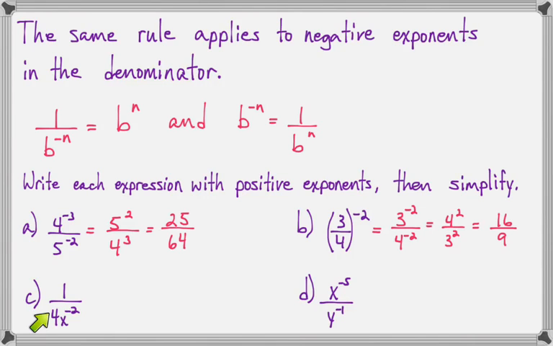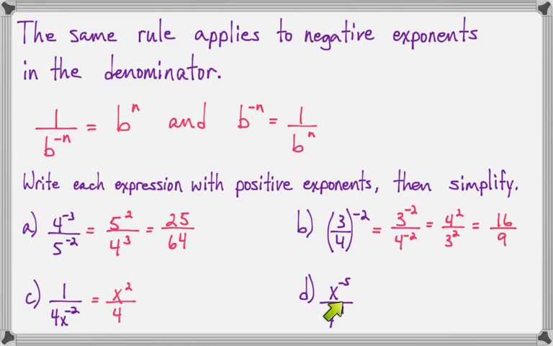On part C, pay close attention. We have 1 over 4x to the negative 2. Now you have to ask yourself, what is the base of the negative 2 exponent? And I think you can see that without parentheses, the negative 2 is only working on the x. It does not apply to the 4. So the 4 does not have a negative exponent. So I will not move the 4. I will only move the x to the top, and this will become x squared over 4. Very simple, but very commonly missed. So give that one some thought and let that sink in.